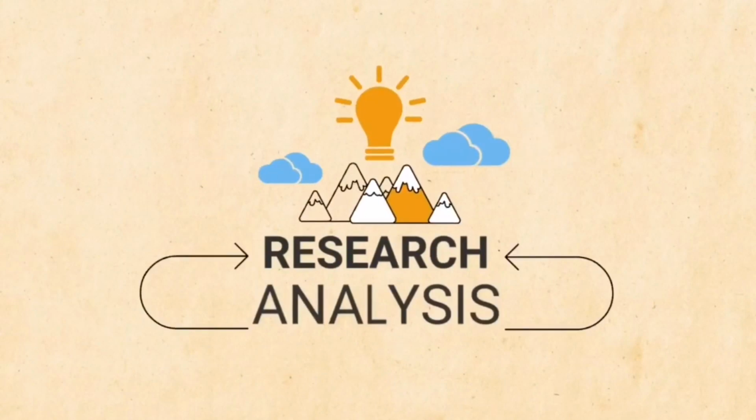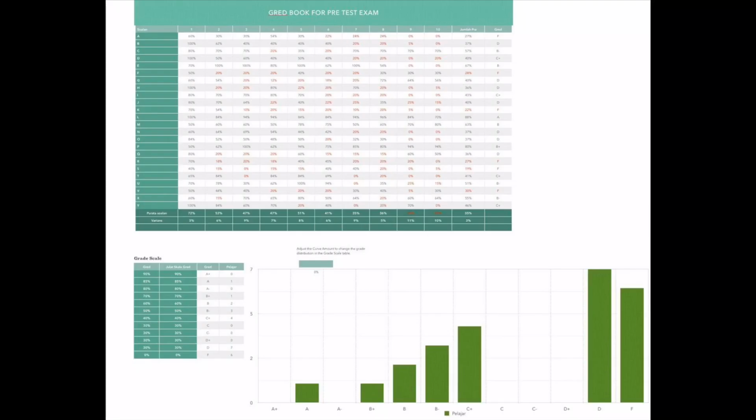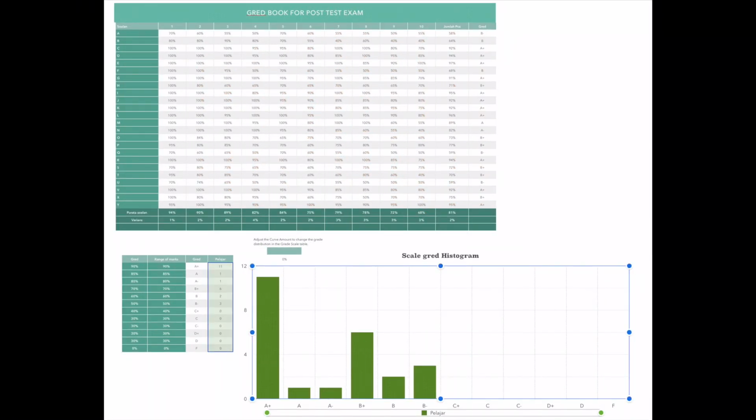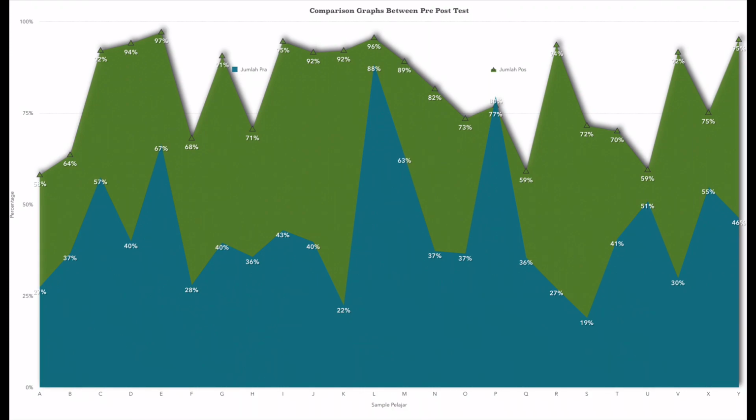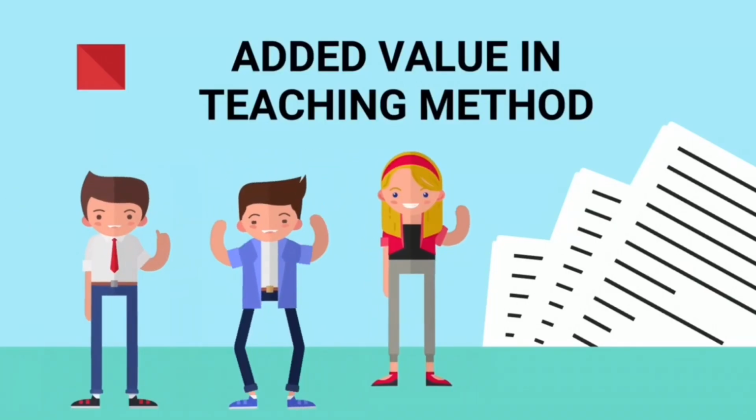Well, all said and done, nothing is proven without data. So let's see the research analysis. The research analysis clearly shows there is an increase of 70% in the number of A's among students. Besides that, for every question the standard deviation drops tremendously. Therefore, there must be some added value in the teaching method of big picture, small picture.